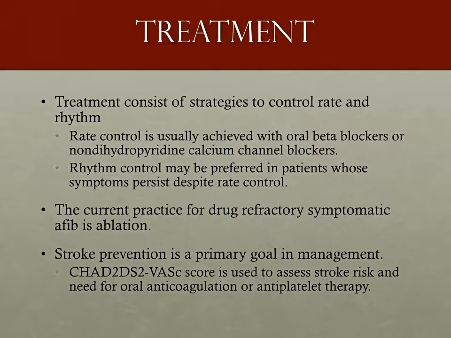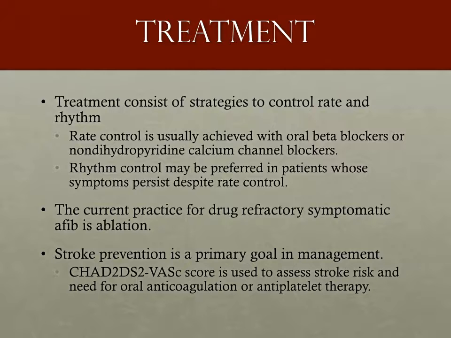Stroke prevention is a primary goal in management of AFib. The CHADS-VASc score is used to assess patients and their risk of stroke. It takes into account risk factors and age, and it gives each risk factor a score of 1 or 2. Congestive heart failure, hypertension, diabetes, vascular disease, age 65 to 75, and the female gender all get 1 point. Age 75 or greater and a history of stroke or TIA gets 2 points.